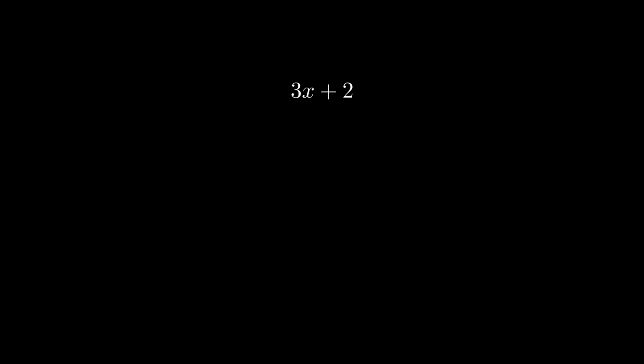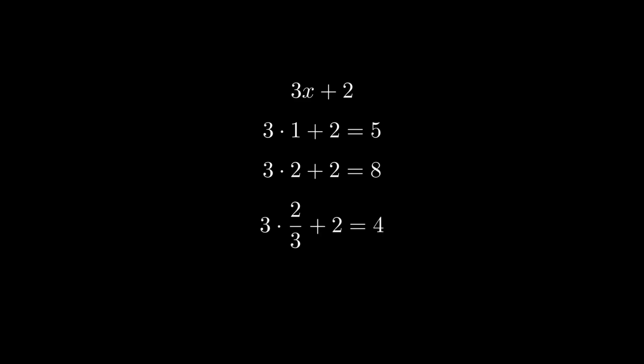If x equals 1, our expression becomes 3 times 1 plus 2 is equal to 5. If x equals 2, we get 3 times 2 plus 2 is equal to 8. What if x equals 2 by 3? Yep, it's 3 times 2 by 3 plus 2 is equal to 4. But here's the challenge. What value of x makes this expression equal to 14?